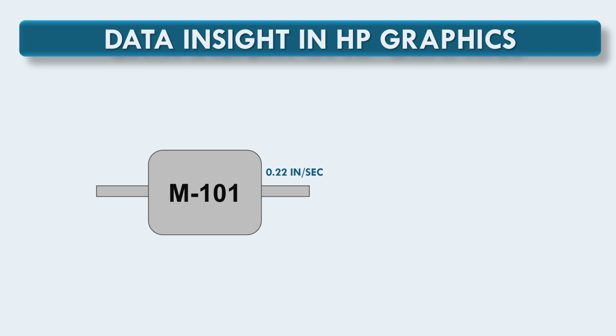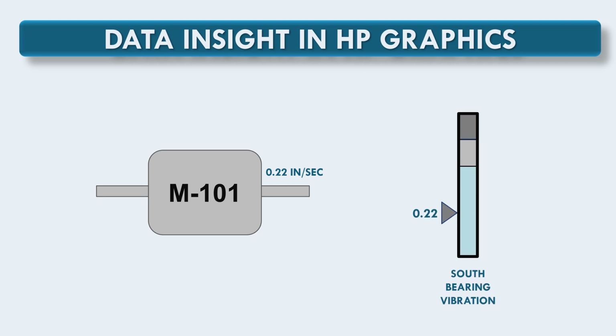One of the concepts of high-performance graphics is that it goes beyond simply displaying a value, such as bearing vibration, to the operator. It emphasizes the importance of presenting not only the value itself, but also the normal range associated with that value. This allows the operator to quickly assess where the value falls within the normal range.